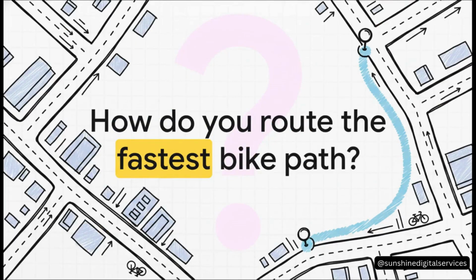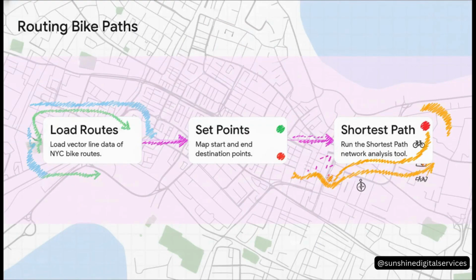Okay, but what if we need to navigate a real-world street grid? Mapping points and drawing buffers is great, but the real world involves networks and restrictions. So how do you find the absolute fastest bike path through a complex city? It's all about network analysis. You load in your vector line data for the NYC bike routes, map out your start and end points, and then just let QGIS run the shortest path algorithm. The software evaluates the geometry of all those lines and automatically generates a brand new layer showing the safest, most efficient route for a cyclist. It's almost like building your own custom Google Maps.